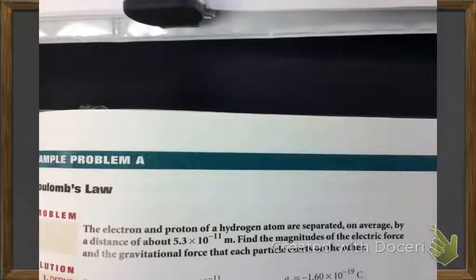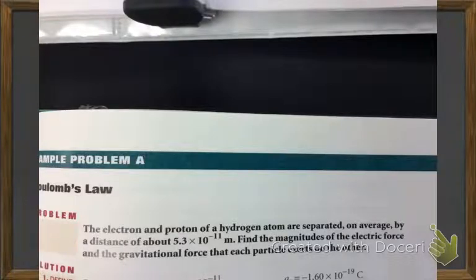Here's the problem that we're going to look at. The electron and proton of a hydrogen atom are separated on average by a distance of about 5.3 times 10 to the negative 11th meters. Find the magnitude of the electric force and the gravitational force that each particle exerts on the other. So let's talk about some of the information that we actually have. We've not looked at gravitational force yet. That was in a chapter that we skipped over, but I think once you see the equation, it's going to be pretty easy to move from there.